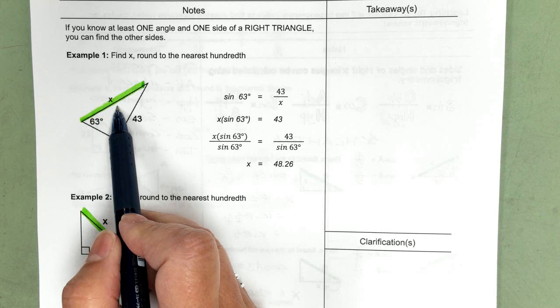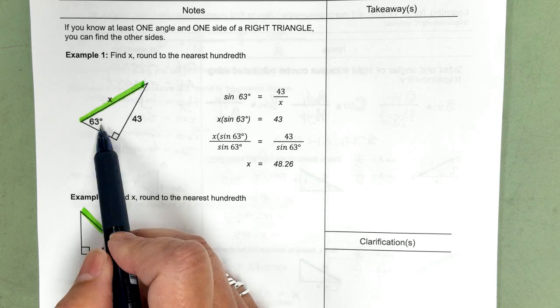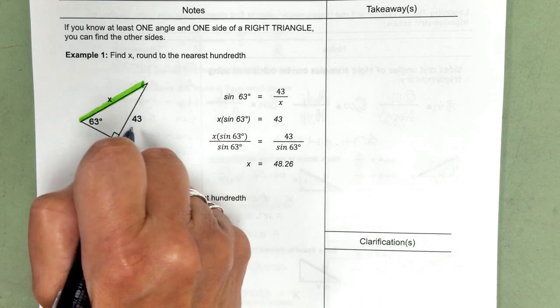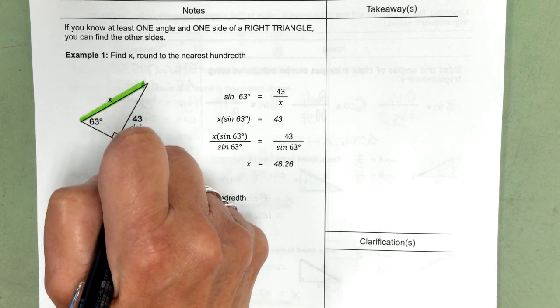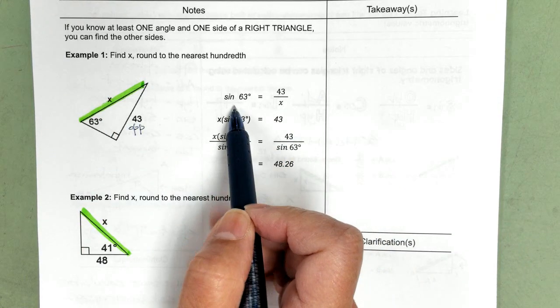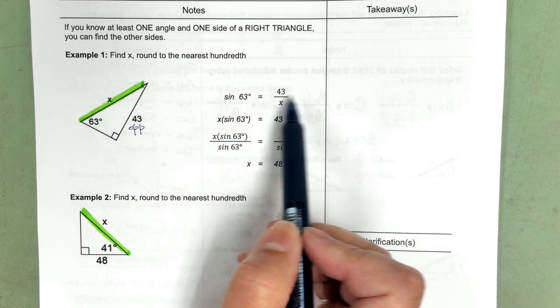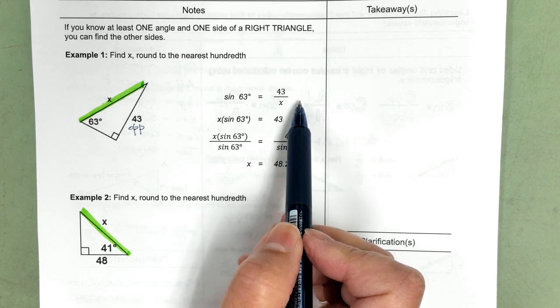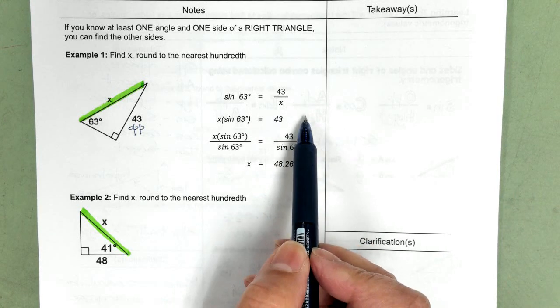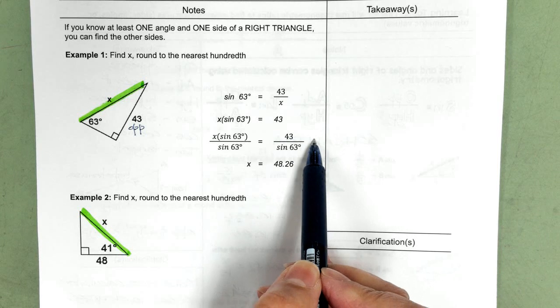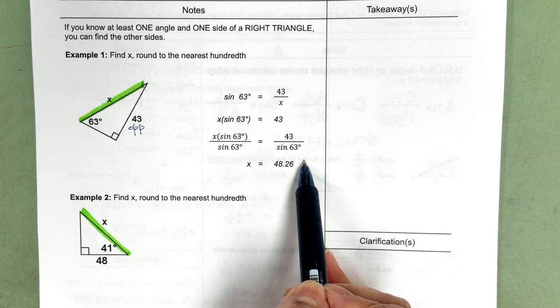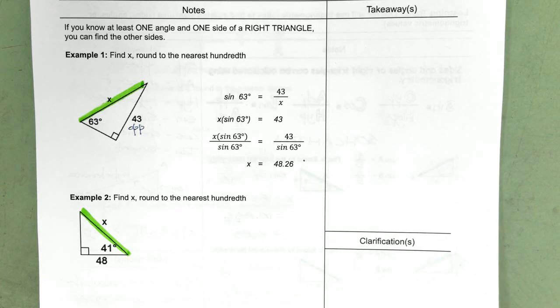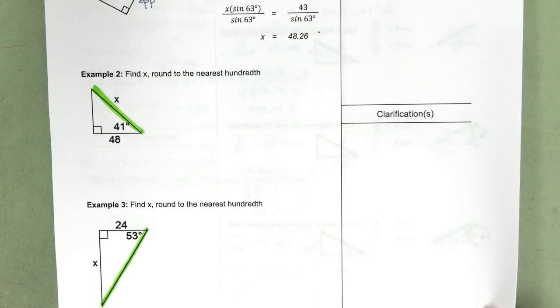Anytime you are given the hypotenuse or looking for the hypotenuse, you're going to use sine or cosine. You look and see what you're given. Since I'm given the opposite side, I'm going to use sine. Sine of 63 equals the opposite, which is 43, over x. Multiply both sides by x. Divide both sides by sine of 63, and you get 48.26. So in these examples, our x is going to be in the denominator.